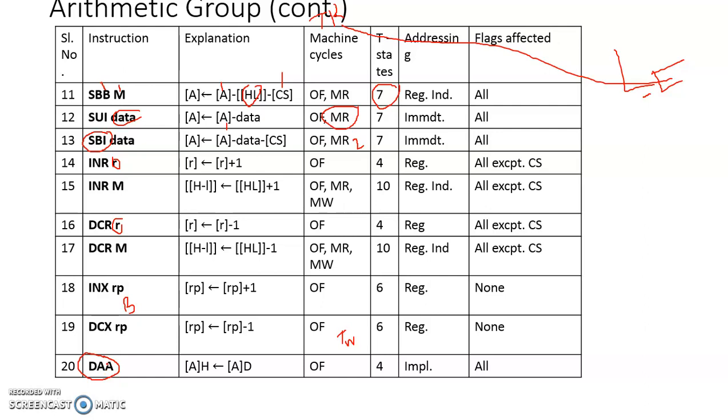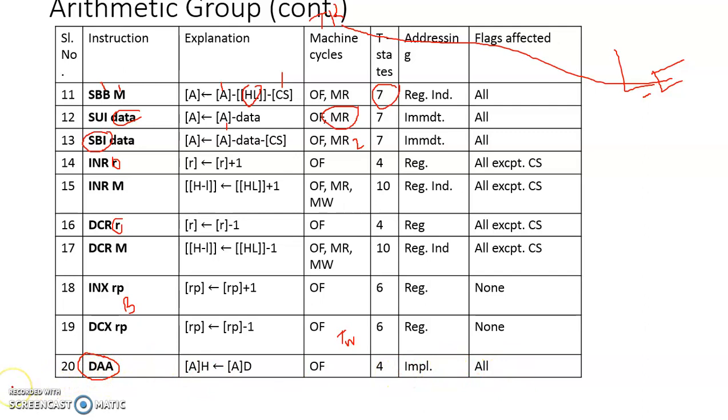In some textbooks, it is written as register addressing mode, in the sense that this A corresponds to decimal adjust accumulator. Here A corresponds to register. So register addressing mode can also be imparted for this instruction. All status flags will be affected.